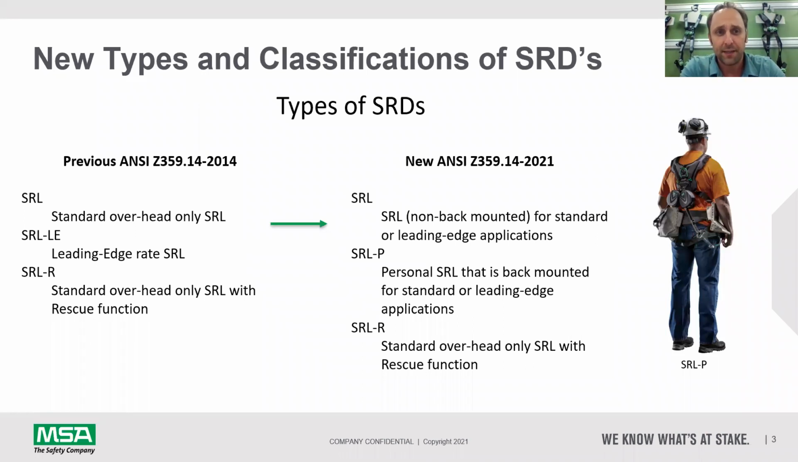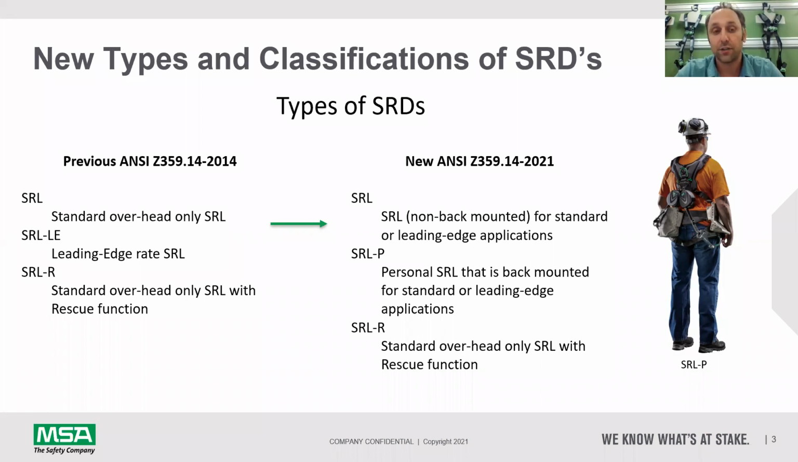The previous version of .14, this is the one that you've been working with for the past 6 years, had 3 types of PFLs. You may not even have known that there were types of PFLs, or sorry, types of SRDs. And honestly, that's okay. I will explain the relevance of types to you here at the end. But just so we're all speaking the same language, let's go through this. Again, the previous version had SRL, which was a standard overhead SRL, self-retracting lifeline or self-retracting lanyard.